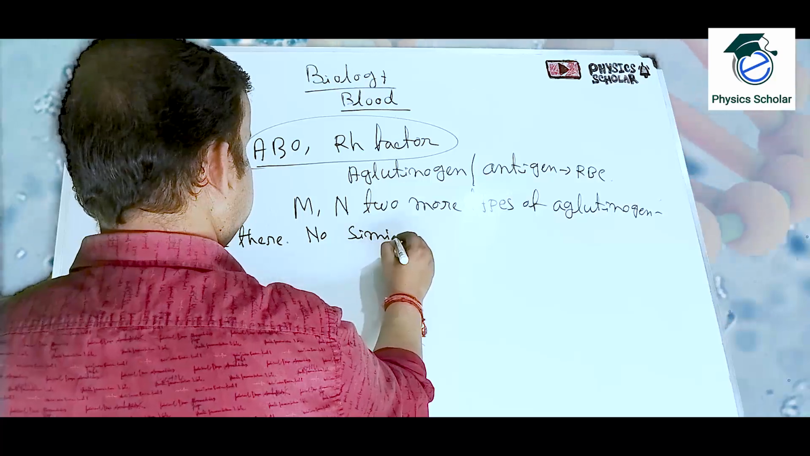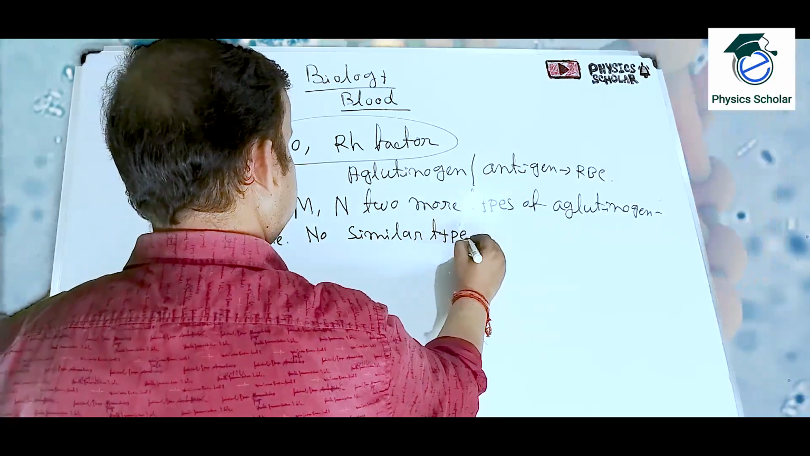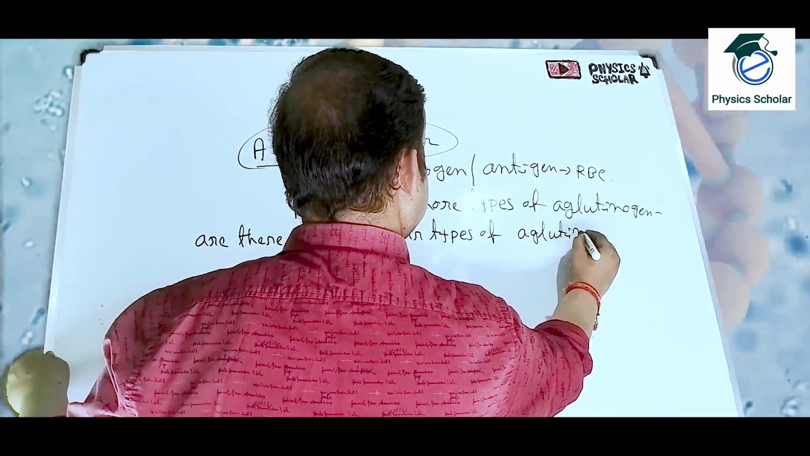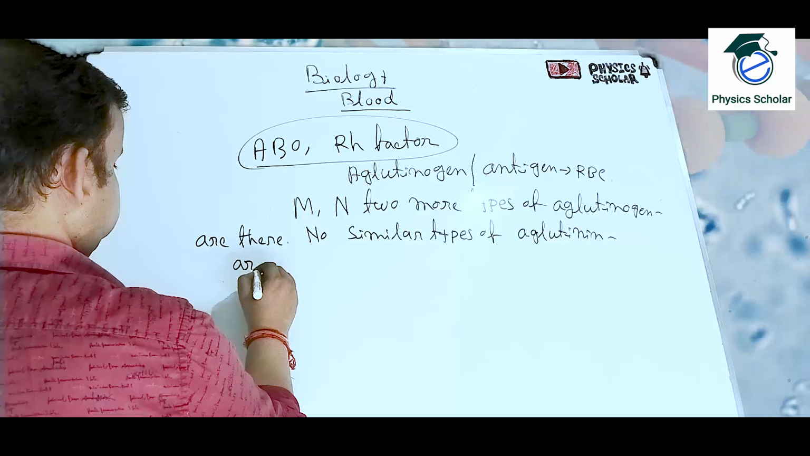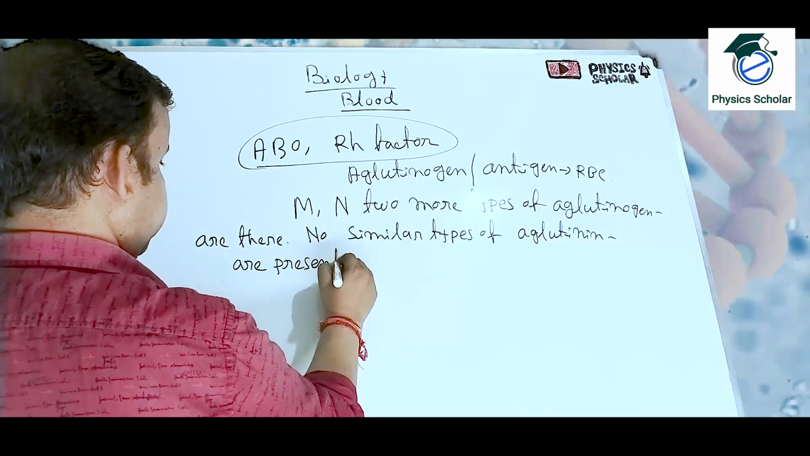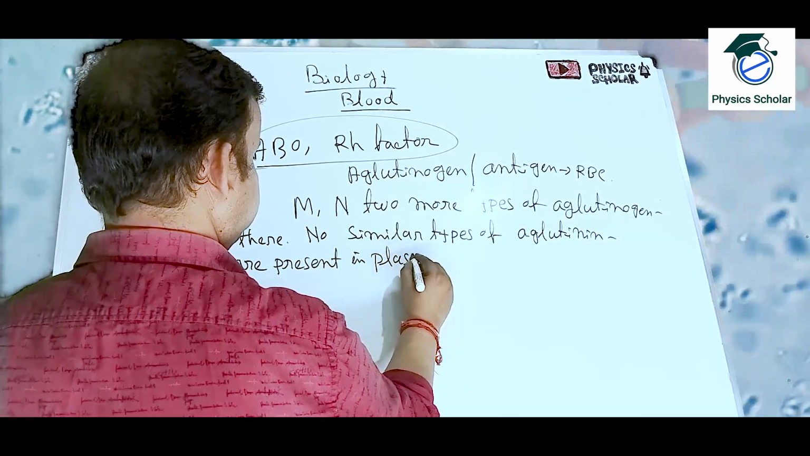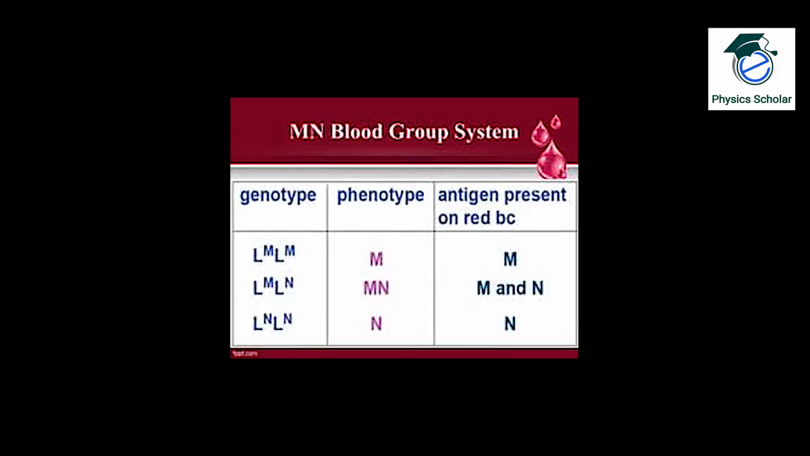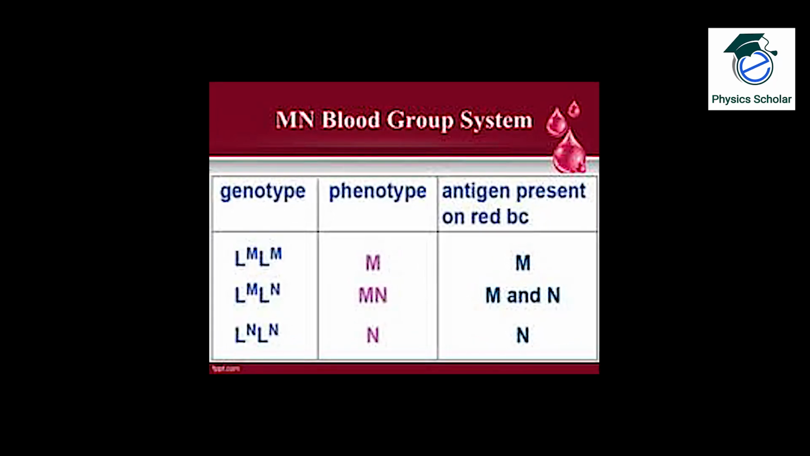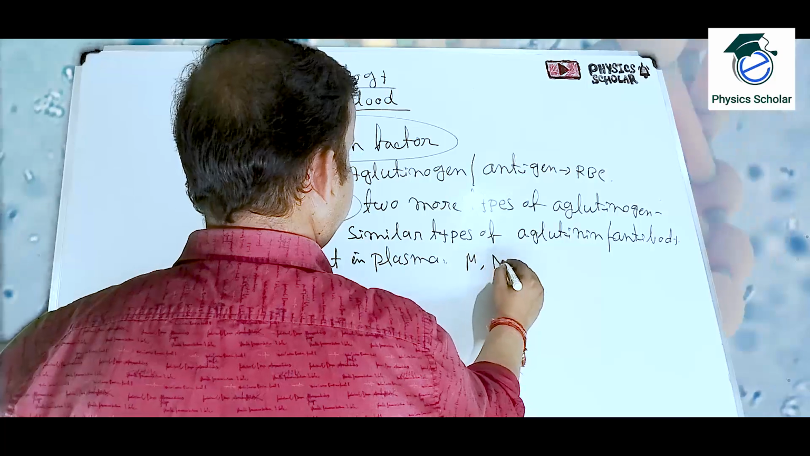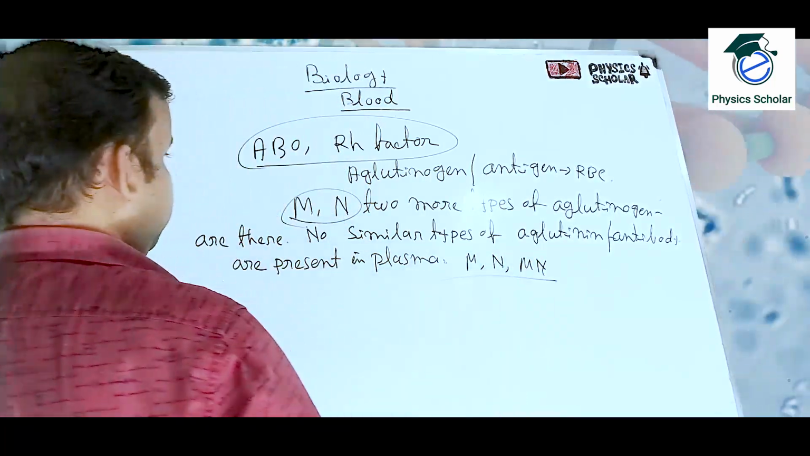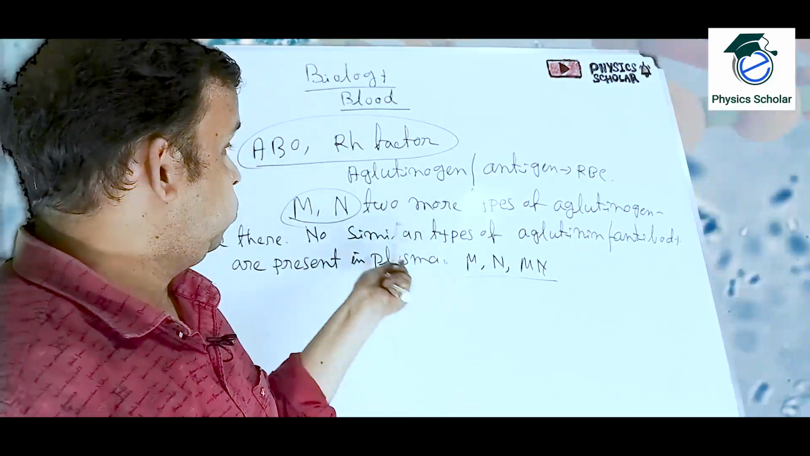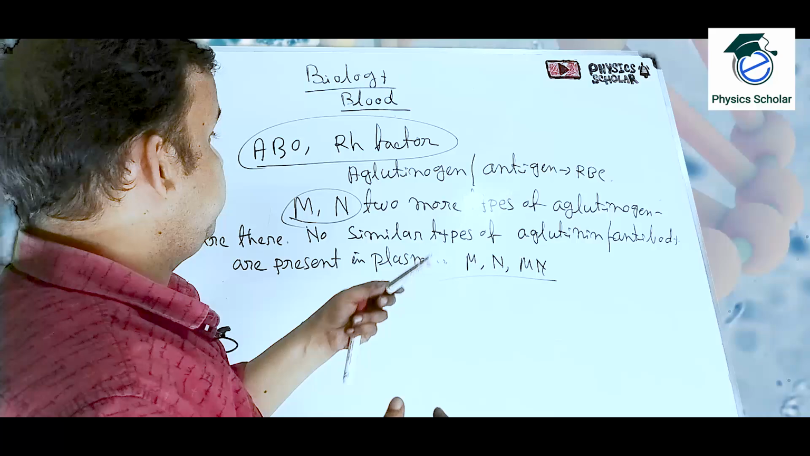Similar types of agglutinin are present in plasma or antibody are present in plasma. So here it will create the blood group M, N or MN. Clear? But these two more types of agglutinogens, the existence of these two more types of agglutinogens are determined in RBC.